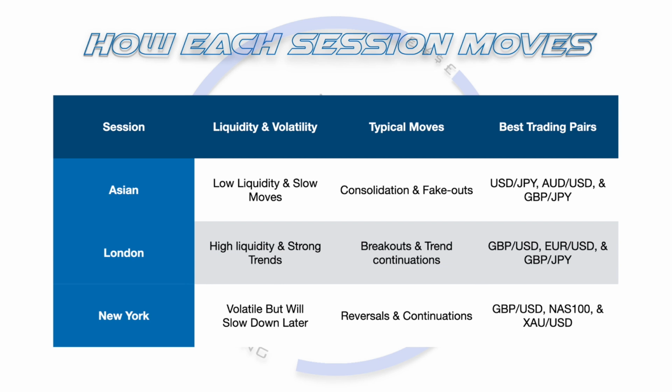So obviously the best pairs to trade in the US session are going to be anything with the USD in it. So we're talking NAS 100, gold, pound USD, euro USD, US 30. All of those pairs are going to be the most active during the US session. Keep in mind that New York is unpredictable. If you're trading this session, you need to be aware of potential reversals and very high news-driven moves. So please keep that in mind.